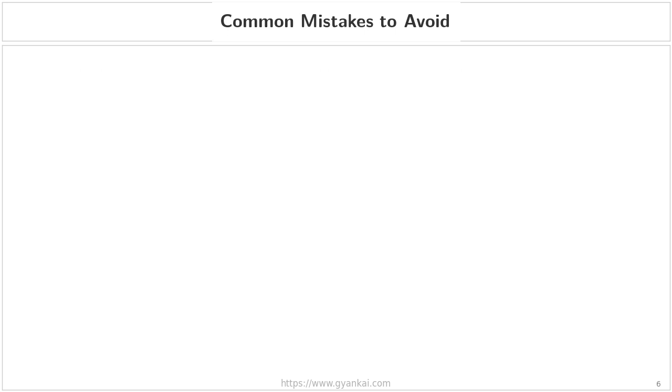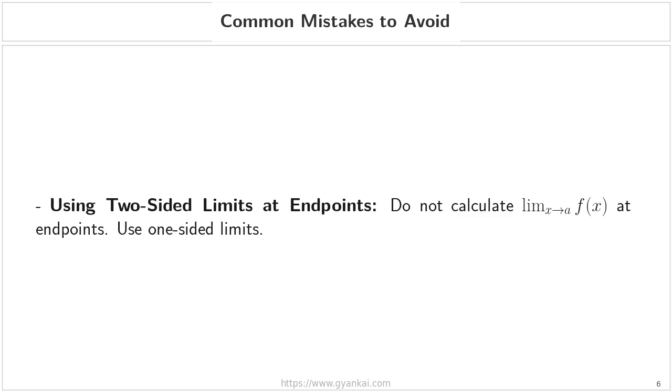Common mistakes to avoid. Now that we have walked through a practical example, let's discuss some common pitfalls to ensure you don't make these mistakes in your assignments or exams. First, be very careful about using two-sided limits at the endpoints. You should not attempt to calculate the general limit of f of x as x approaches a, as we discussed in the earlier slides. The function is only defined within the boundaries of the interval. Therefore, you must use one-sided limits, specifically the right-hand limit for the left endpoint and the left-hand limit for the right endpoint.